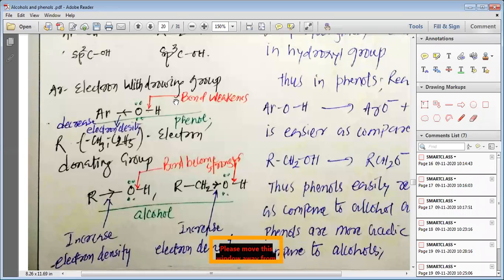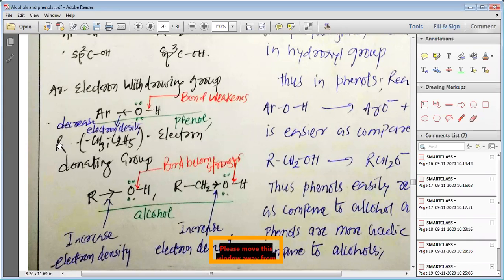That is why it weakens the OH bond. So as the electrons are attracted towards the aromatic ring, the electrons of this bond are more attracted towards oxygen, and that is why this bond weakens. So the aromatic ring decreases the electron density present on the oxygen.